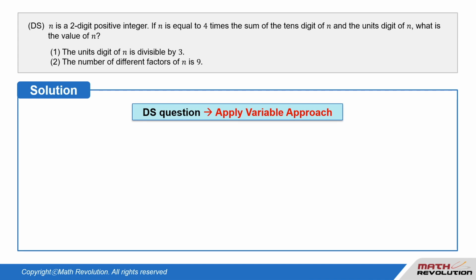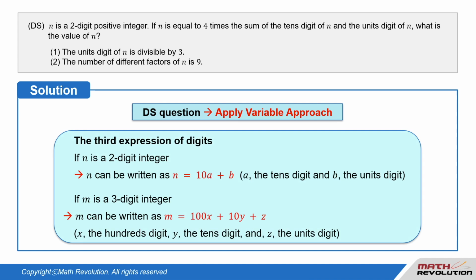Solution. Let us solve this DS question using the variable approach. The third expression of digits. If n is a two-digit integer, then n can be written as n equals 10 times a plus b, where a and b are the tens digit and the units digit of n, respectively. Similarly, if m is a three-digit integer, m can be written as m equals 100 times x plus 10 times y plus z, where x, y, and z are the hundreds digit, the tens digit, and the units digit, respectively.